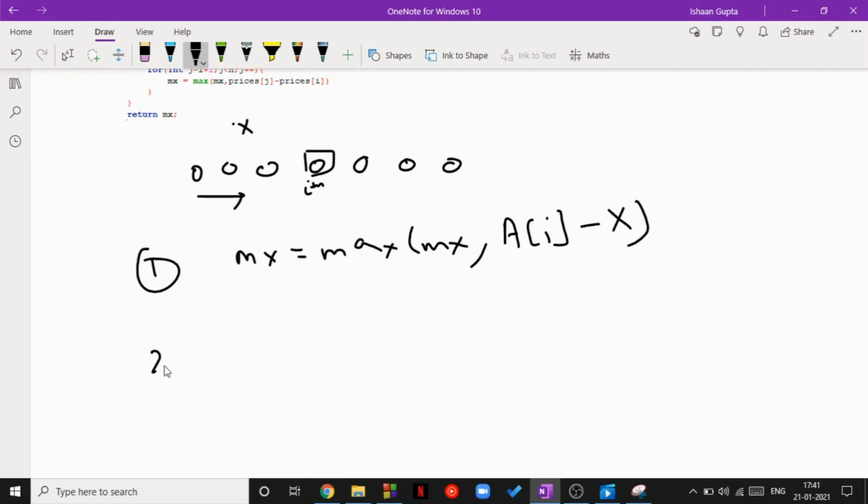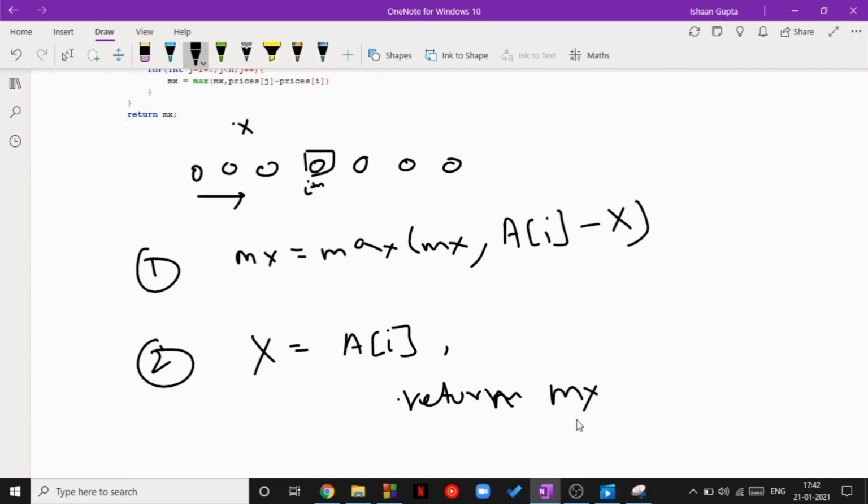This is the condition when a[i] is more than x, and this is the first condition. The second condition is if a[i] is less than x. In that case we will not update the max, we will simply reassign x to a[i], and then continue with our solution, and finally we will return max. So this is the solution for it.